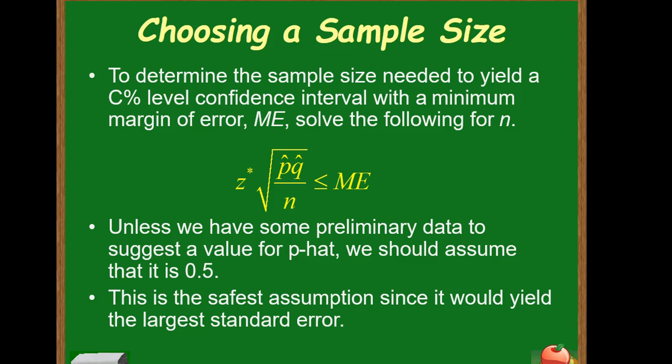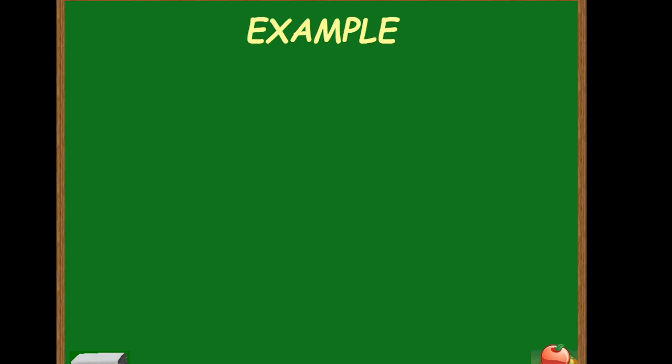So we're going to keep that at 0.5. Of course, q hat would be 0.5 as well. And then we're going to isolate that n and find the n that would give us the best margin of error that we would need.